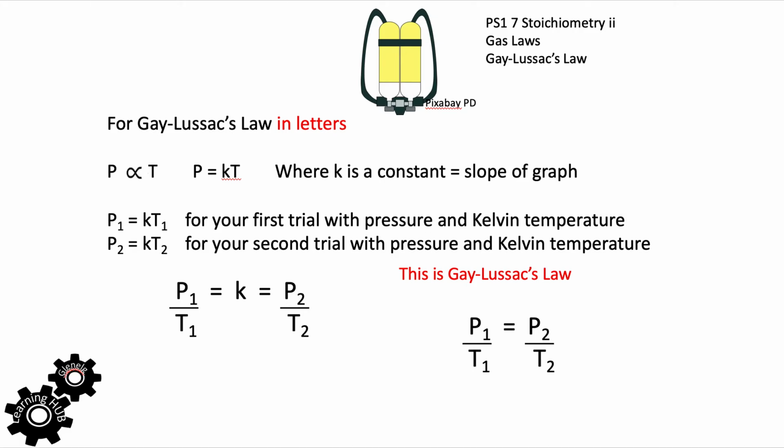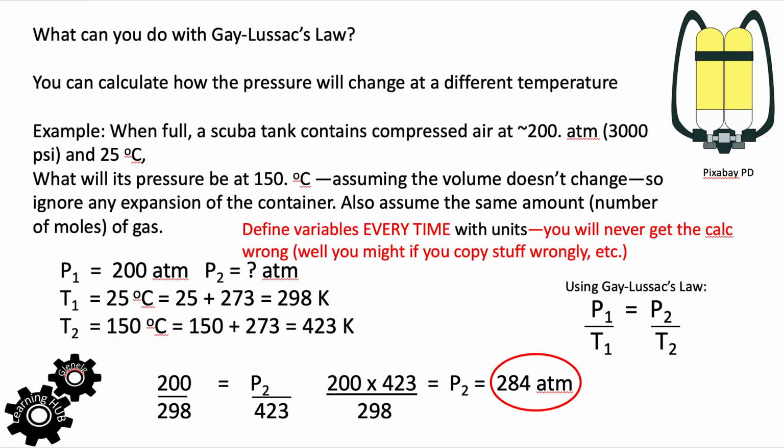So for the first trial, P1 equals KT1, and for the second trial, P2 equals KT2, etc. And so we can then rearrange both of those in terms of K, so that P1 over T1 and P2 over T2 equals K. So they equal each other, which is our representation of Gay-Lussac's law. And then we're going to apply it in a calculation.